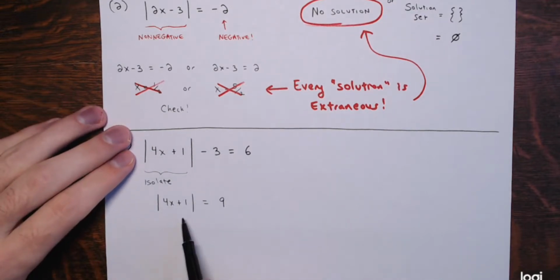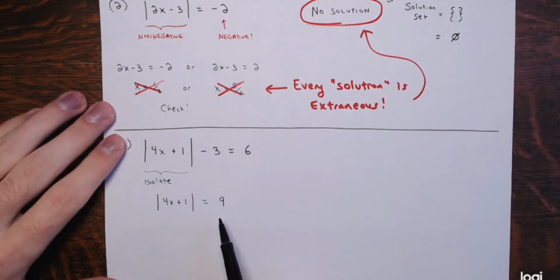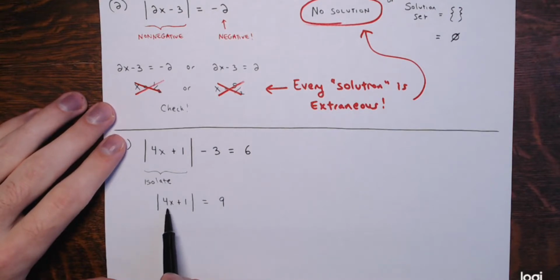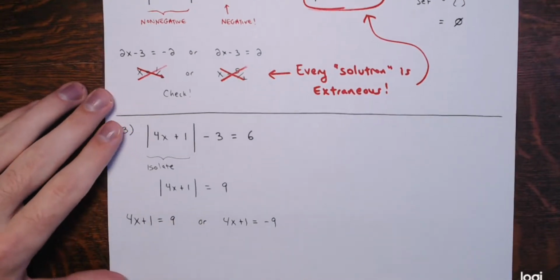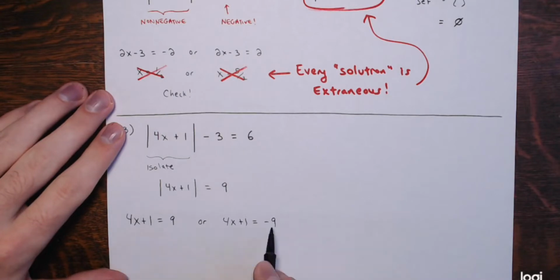Then I apply that absolute value property. What numbers have an absolute value of 9? Well, 9 and negative 9. So this number I'm taking the absolute value of, 4x plus 1, it can either be replaced by 9, right? The absolute value of 9 is 9, or this 4x plus 1 could be replaced by negative 9, and it would be true as well. The absolute value of negative 9 is also 9. And then I'm solving these.